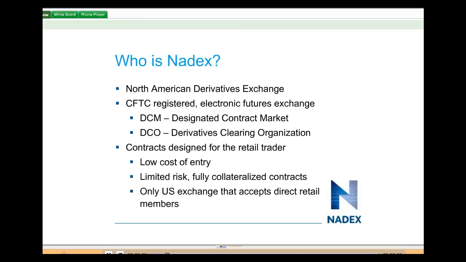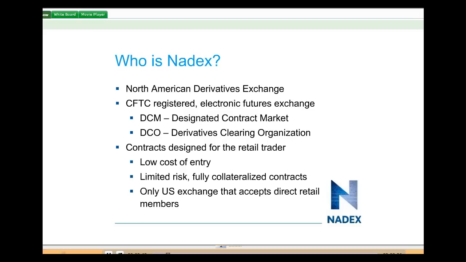So who is Nadex? Nadex is the North American Derivatives Exchange. We are an exchange. We're kind of unique in that we're the only exchange that accepts direct retail members, meaning a retail trader can actually become a member of the exchange. You don't have to put up millions of dollars to join the exchange. It's actually pretty low cost of entry. We're not taking the other side of your trade. So while we might look like a broker because you can open an account, we're not. We're never taking the other side of your trade. We're simply an exchange. We're here to match buyers and sellers, and that's it.